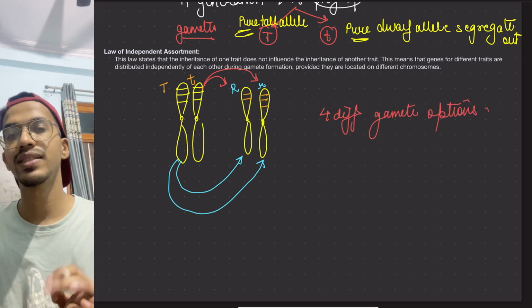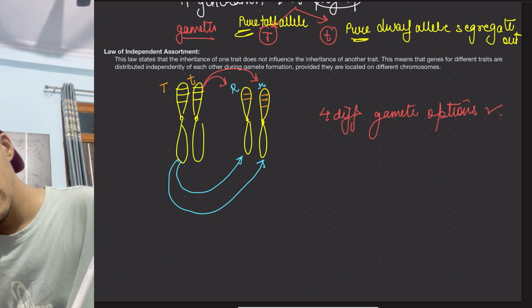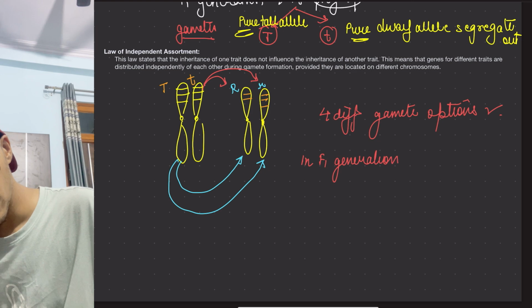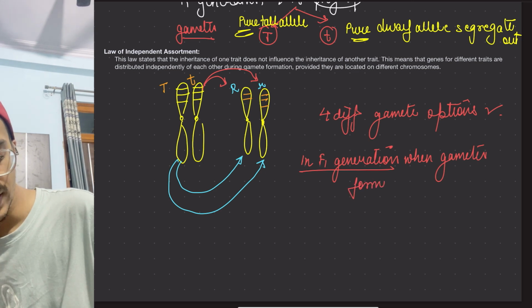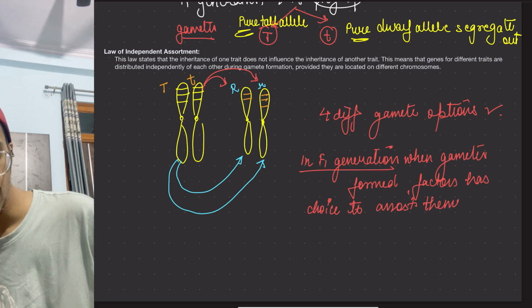So this is what it is saying over here. If you have to write it up, you will write that when we are in F1 generation, when gamete forms, factors have a choice to assort themselves independently.